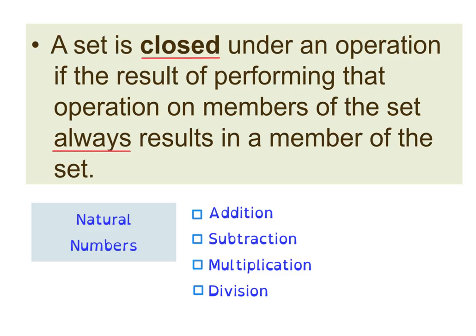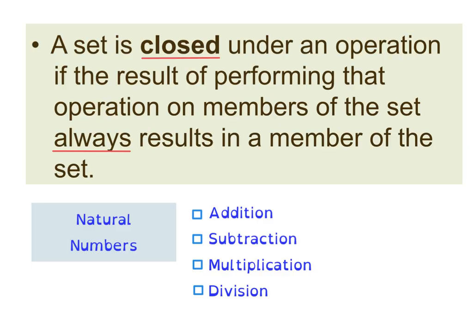The last term we're going to look at is the term closed. A set is closed under an operation if the result of performing that operation on members of the set always results in a member of the set. What does that mean? Well, that means if you look at an operation, addition, subtraction, multiplication, division, will you always get the number set you're talking about if you start in that number set?